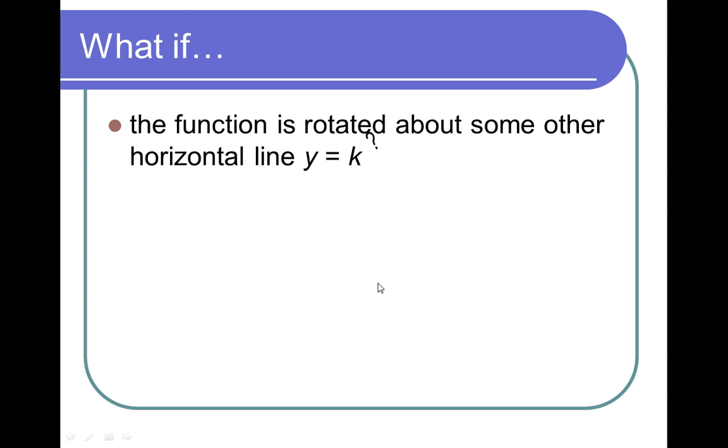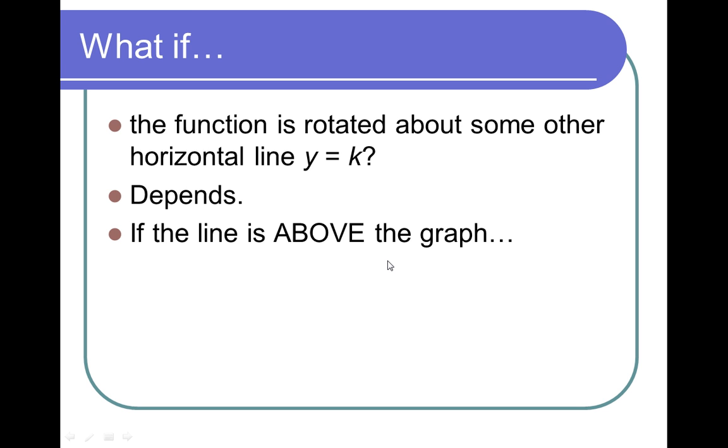All right. Now, what happens if we're not rotating around the x-axis, but we're rotating around some horizontal line, y equals k? Well, it depends, and that would depend even if we were talking about area too. We need to know whether that line is above the function or whether it's below the function. Because whenever we're finding area, there's an upper function and a lower function, and the same is going to be true for when we're finding a volume.